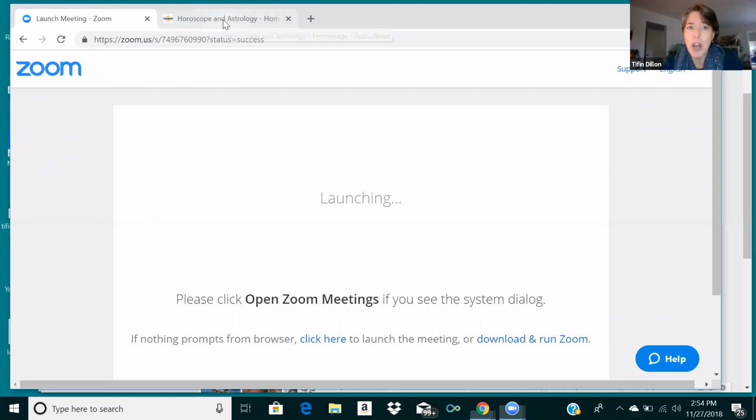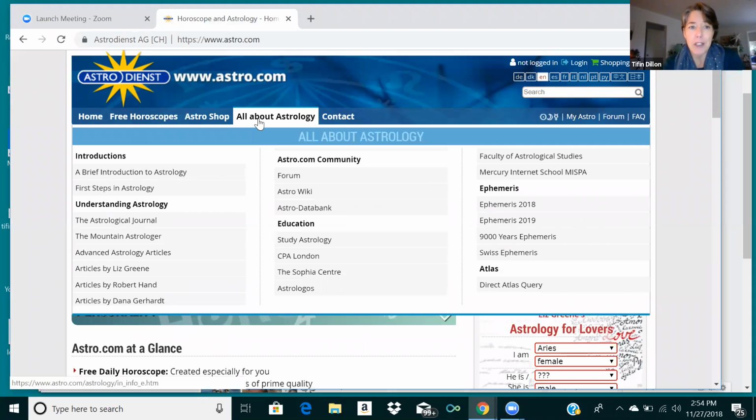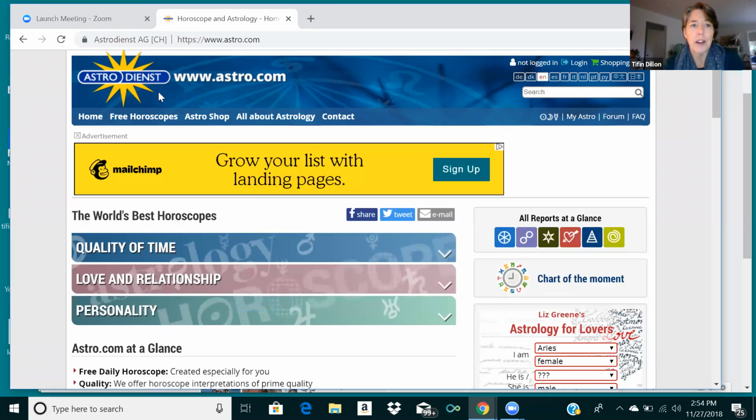So we're going to go to astro.com, which is a free resource. It's got all things astrology. There's so much to this website. I encourage you to take a look around. What I'm going to do is guide you through pulling up a chart, but there's also a whole learning tab all about astrology. You can read articles from the Mountain Astrologer, articles by prominent astrologers, and there's a whole Astro Wikipedia that you can look up the meaning of different astrological terms. Super helpful in learning. What we're going to do though is go over here under free horoscopes.